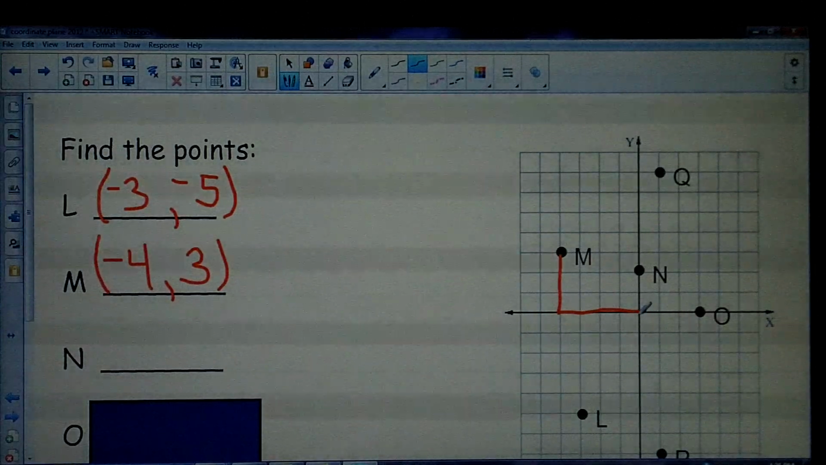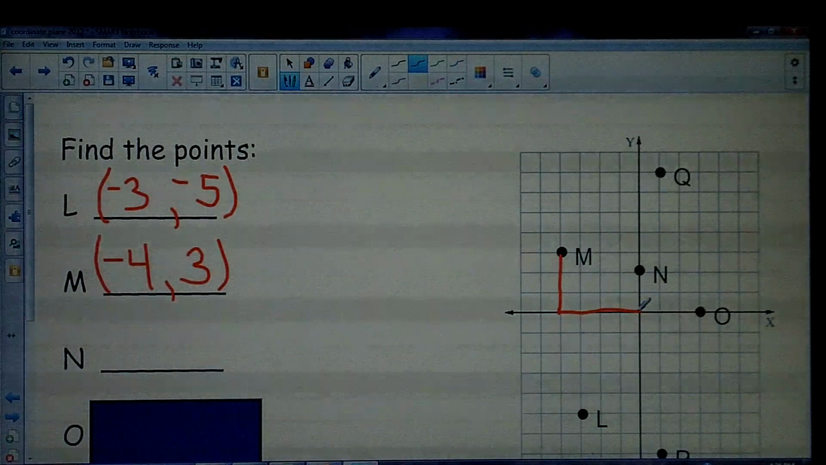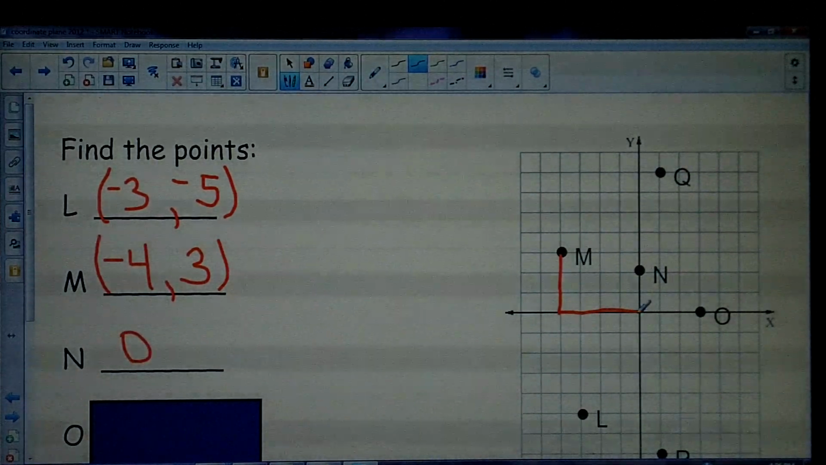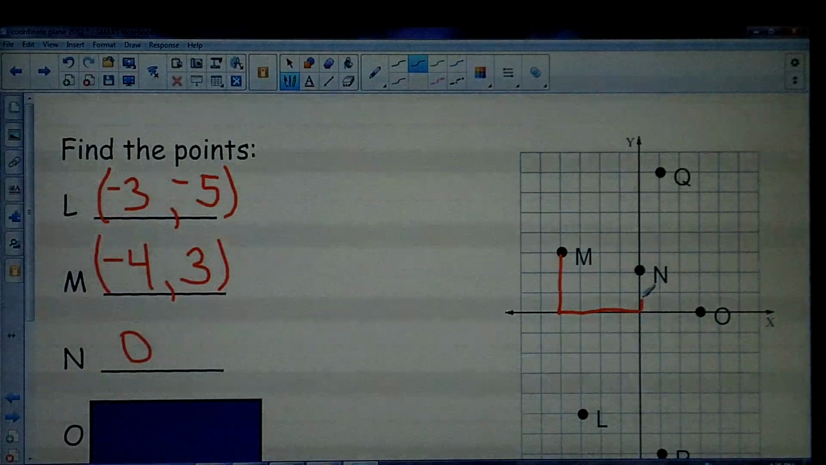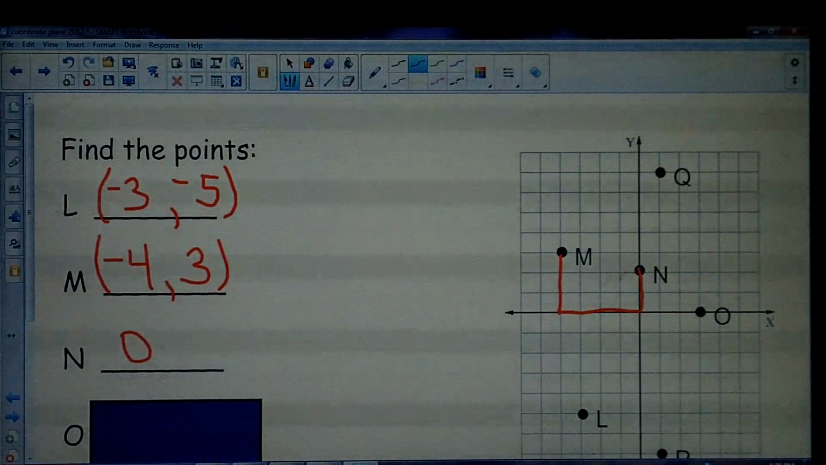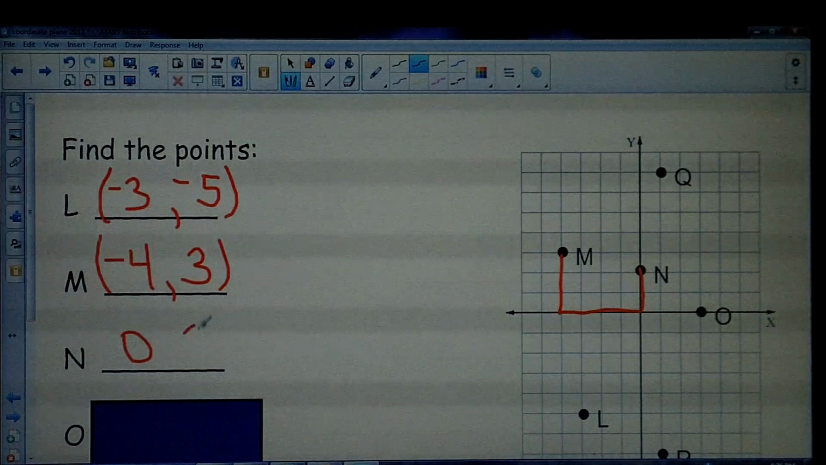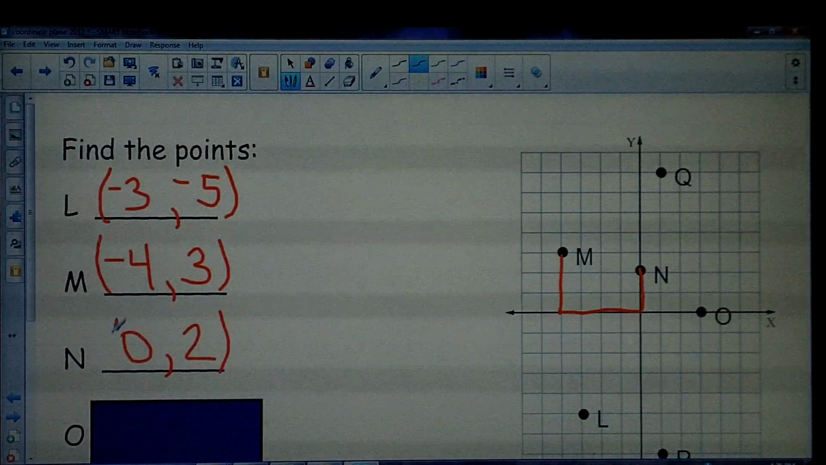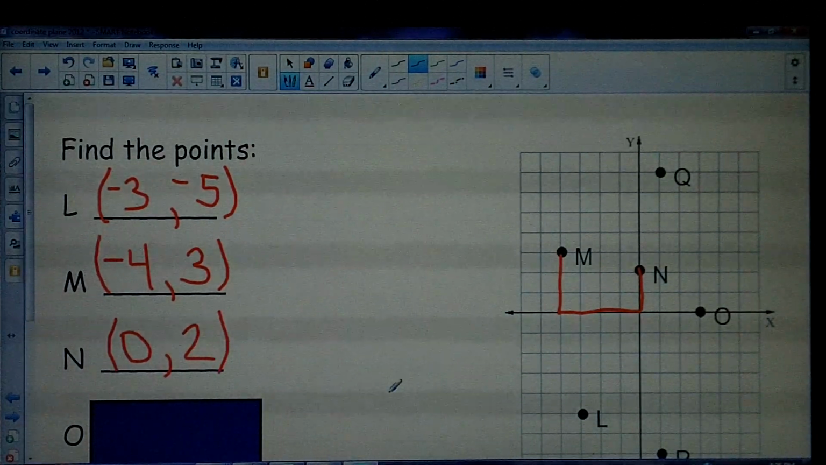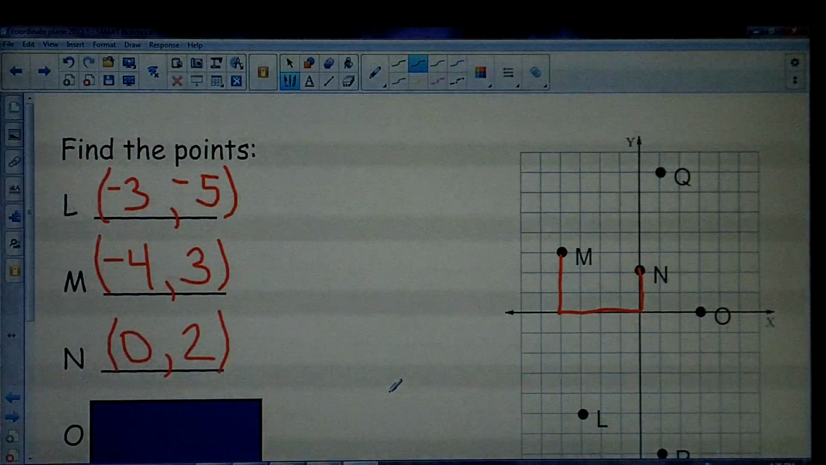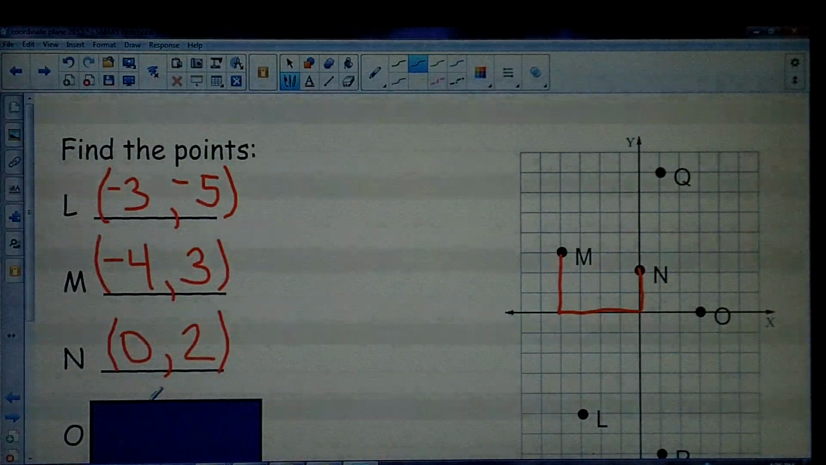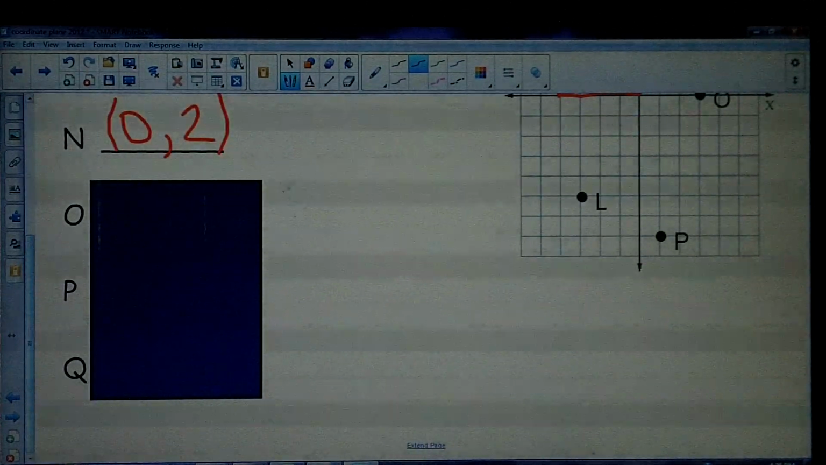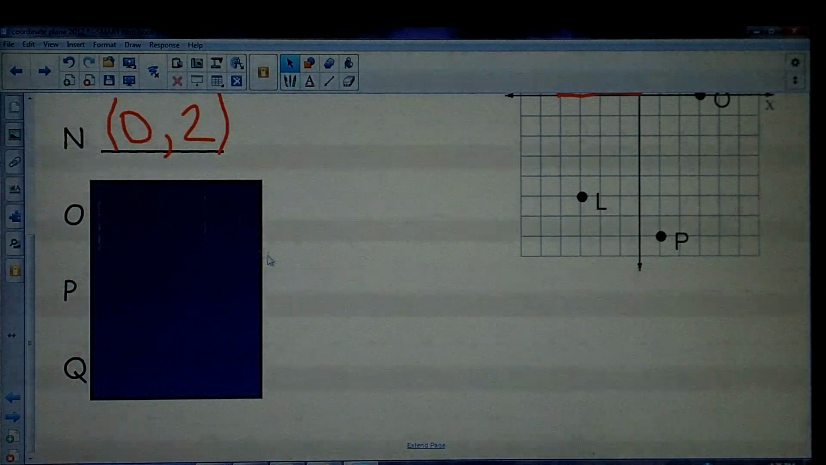Letter N. Well, I don't need to go left or right, I just stay. So remember that means 0. And then I need to go up 1, 2 lines. So since I went up, that makes it a +2. Put my comma in the middle and parentheses on both sides so that everyone knows it's an ordered pair. Pause the video and find O, P, and Q. Check your answers.